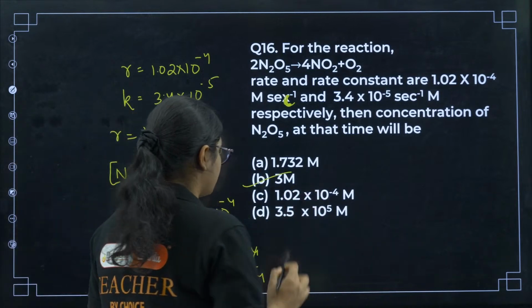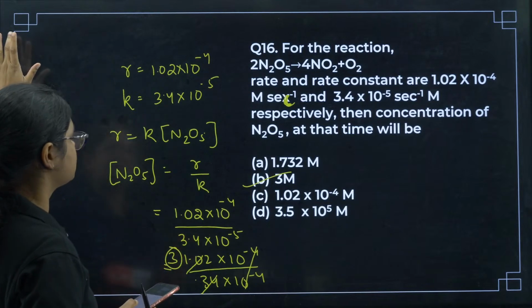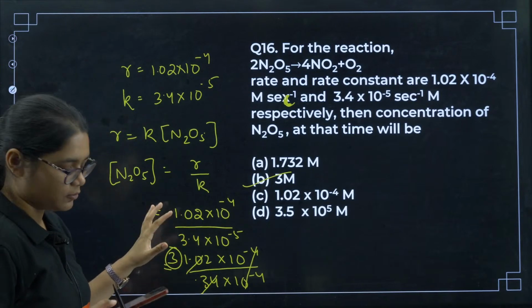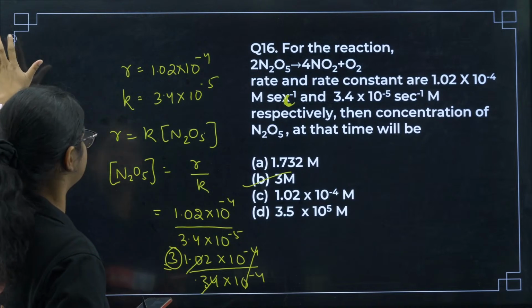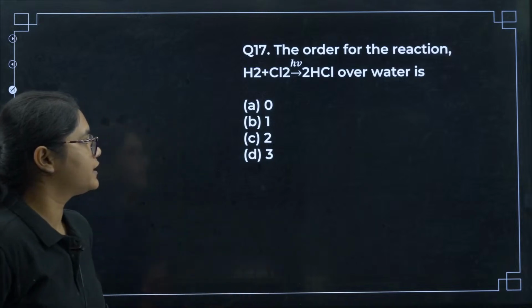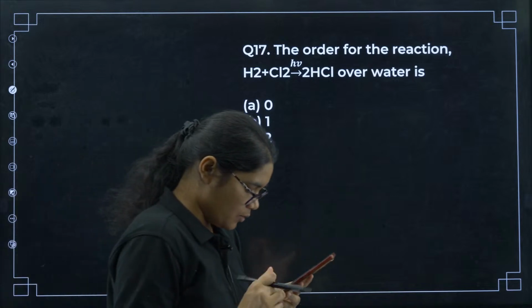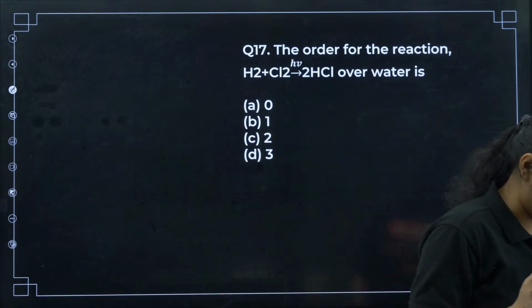Yes, Chandan has given the correct answer. 16B is the correct answer. Okay, very good students. I hope this is a very direct question, an easy formula, and the calculations are also easy here. Seventh question: the order of the reaction H2 plus Cl2 gives 2 HCl over water is. Yes, what is the answer for this question, my dear children?